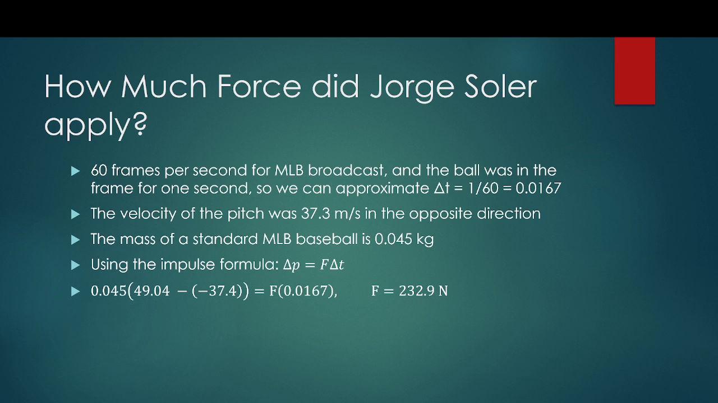The velocity of the pitch was 37.3 meters per second in the opposite direction, and the mass of the ball was 0.045 kilograms. So using that impulse formula, we could find the difference in the velocities and multiply that by the mass and divide it by the amount of time to get the force of 232.9 newtons. So strong, man, in order to hit the ball with 232.9 newtons of force.